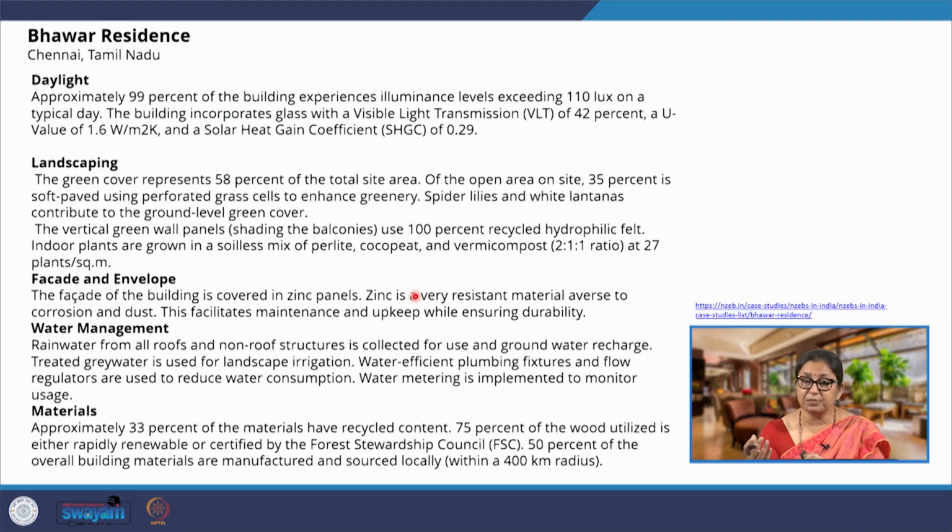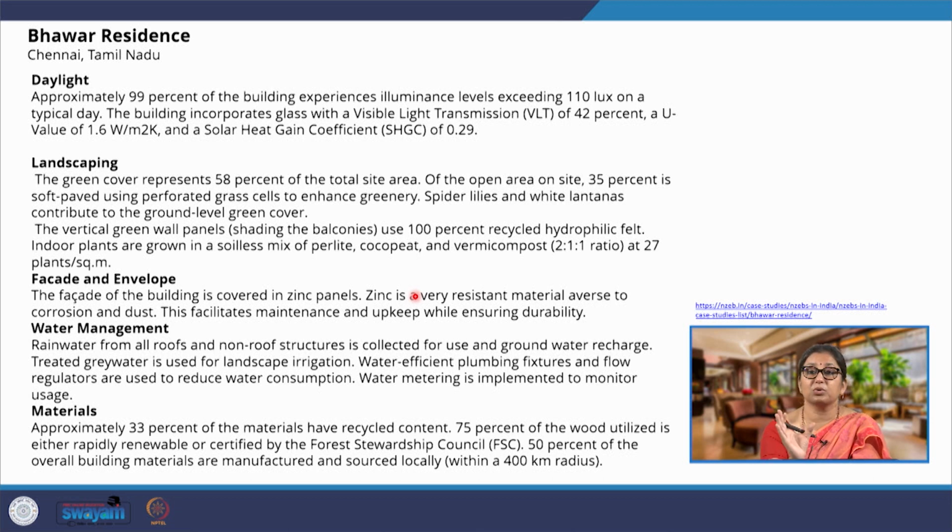Facade and envelope. So, now this is one thing that we can discuss, and which can be criticized also, is that the facade of this building is covered in zinc panels. Now, zinc is a corrosion resistant material. Chennai, because it is warm and humid and has proximity to sea, is prone to corrosion. Lot of building materials, they corrode. So, to avoid this particular problem, to take care of that problem, they have used zinc panels.